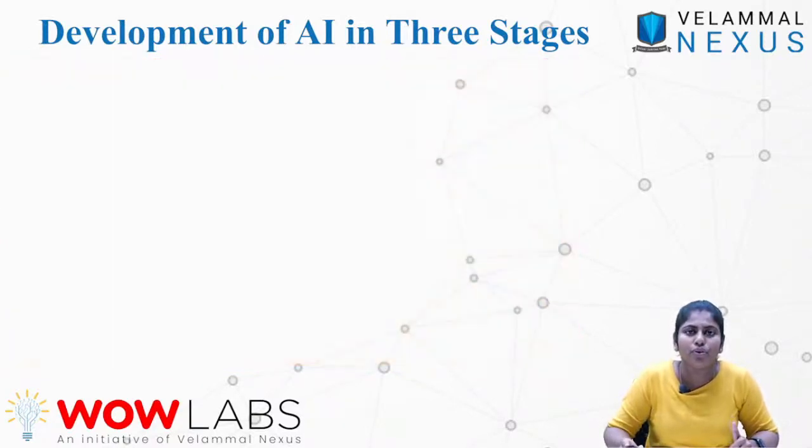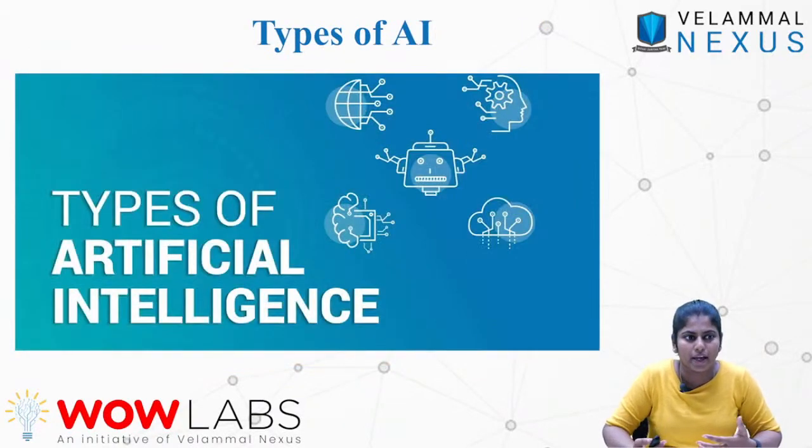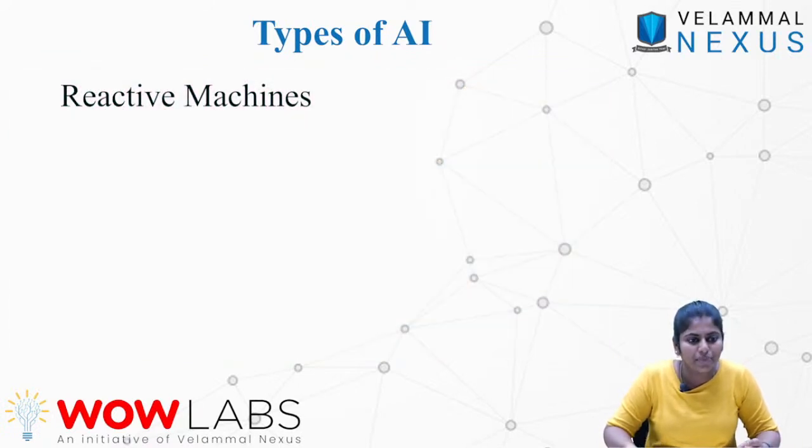Let's go through what the types of AI are. The classification is based on functionalities, so let's go through them one by one. First, the reactive machines. This is one of the basic forms of AI. Reactive machines are basic in that they do not store memories or use past experience to determine future actions. They simply perceive the world and react to it.